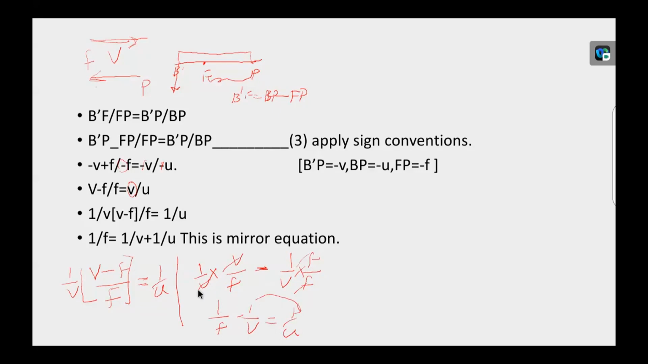Send this minus 1/V to the RHS. What will we get? This minus 1/V, if it goes to the RHS, becomes plus. The opposite of subtraction is addition. That's why we have got 1/F equal to 1/V plus 1/U. This is how we derive the mirror equation. This is the mirror equation.